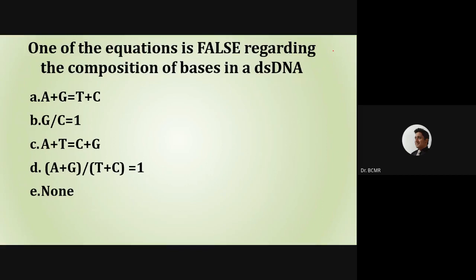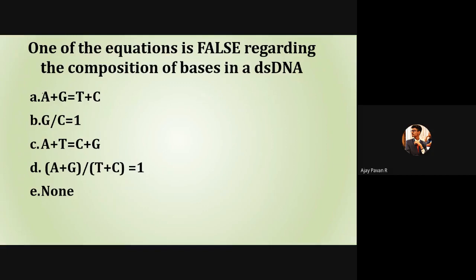Okay, can I have it again? This is the last question, I think. Yeah, this is the last question. One of the equations is false regarding the composition of bases in a double-stranded DNA. The third one. Option C. Why is that? A plus G should be equal to T plus C. So we know that that equation is right.